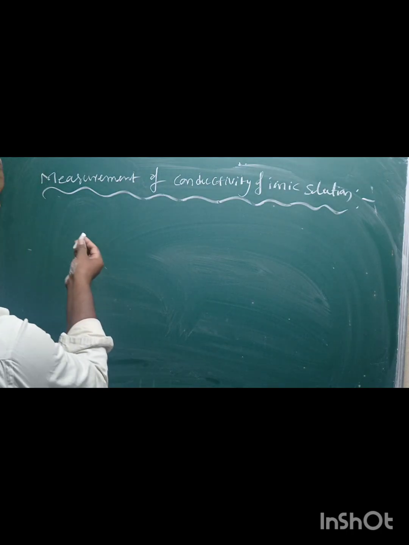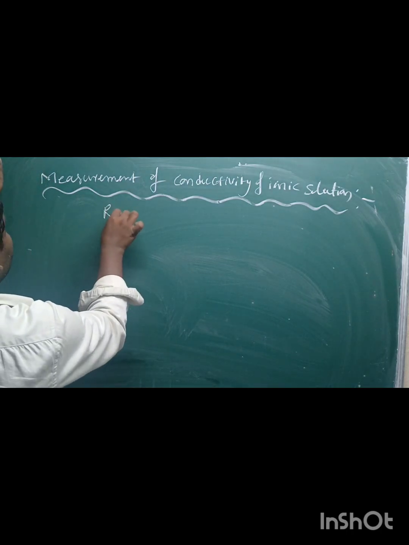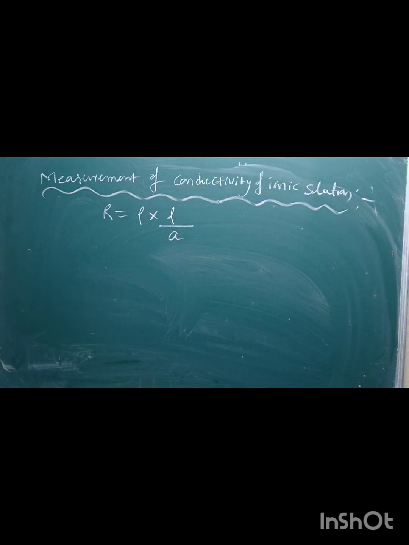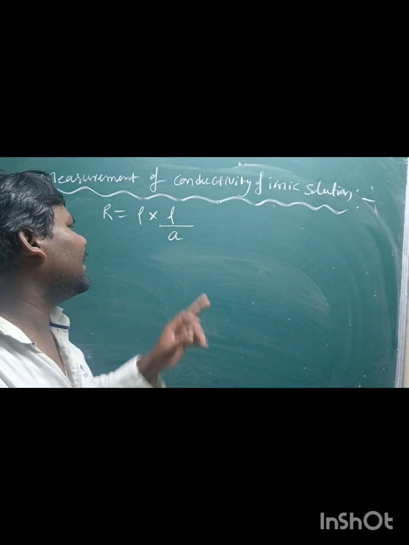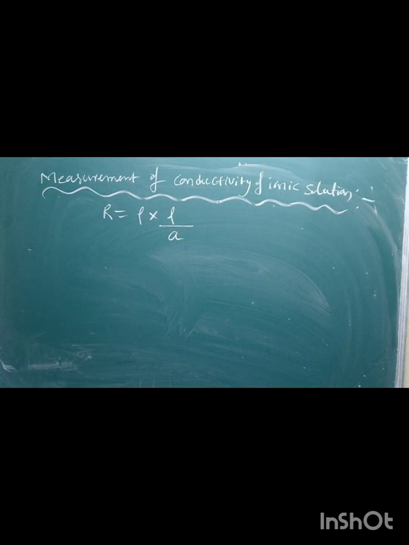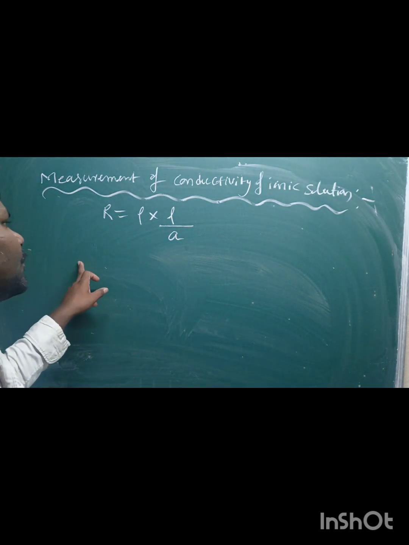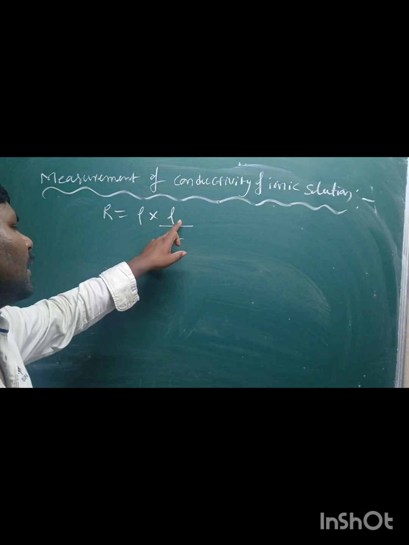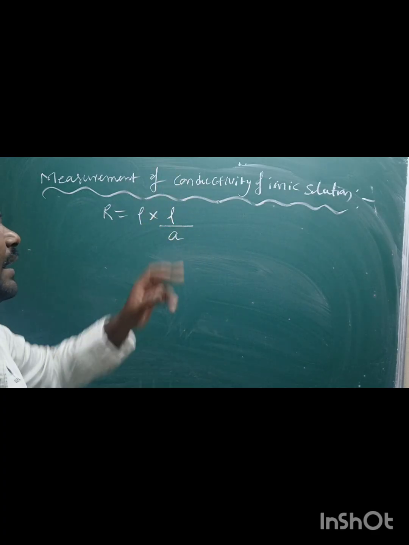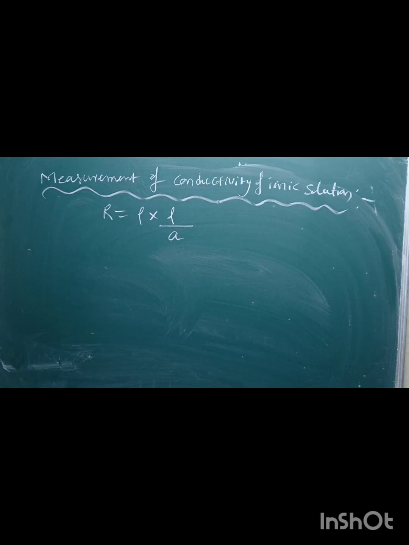How to determine the resistance of the solution? R is equal to rho into L by A. That means here the area of cross section is A, and the distance between the two electrodes is L. This resistance is directly proportional to the length, the distance between the two parallel electrodes, and inversely to the area of cross section.